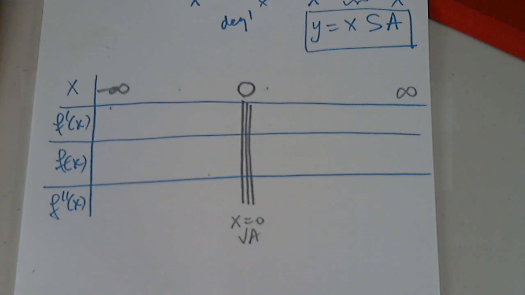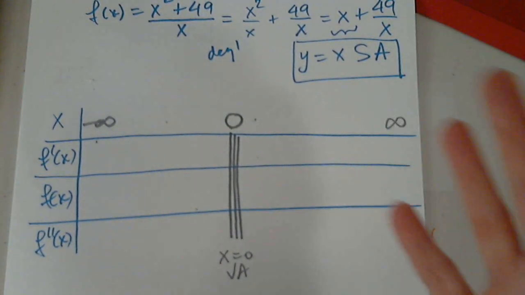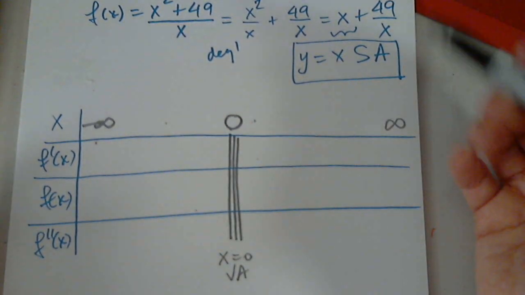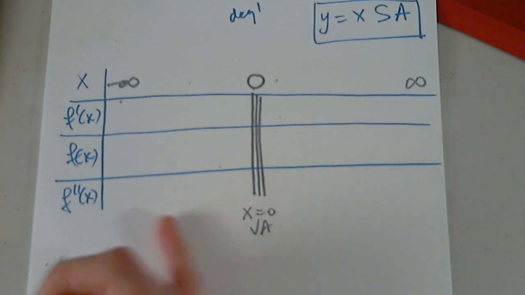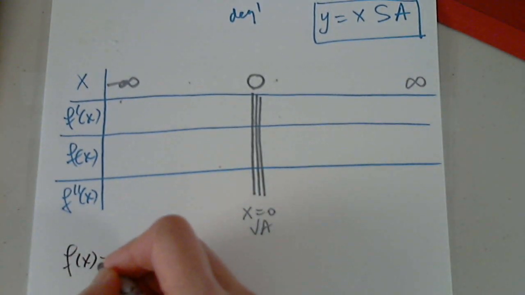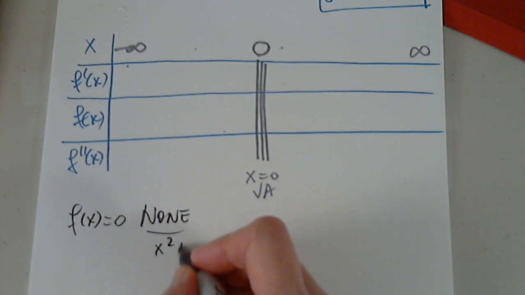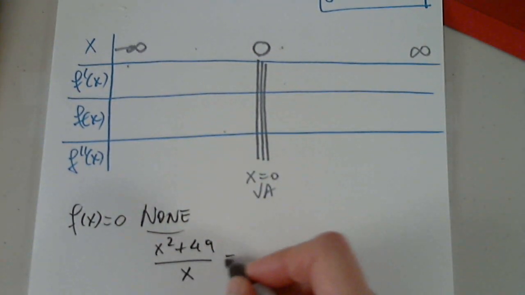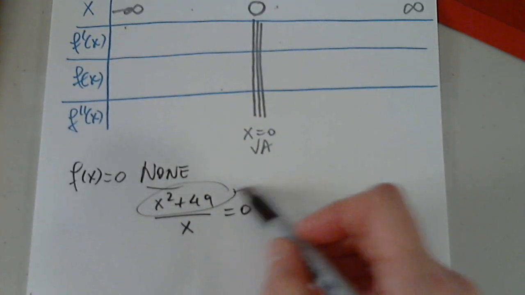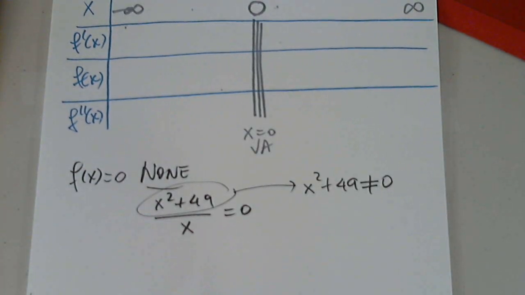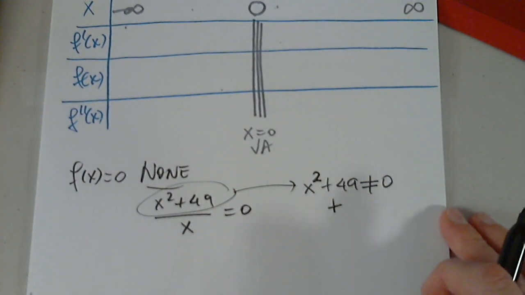So at this point, I need to find x and y intercepts. Well, the function is undefined at 0, so I cannot plug in 0. At the same time, I want to find when f of x is 0: none. How come? Because I have x squared plus 49 over x. A fraction is 0 only if the top is 0. But x squared plus 49 could never be 0, no matter what you plug in for x. This is always a positive number. So there are no x and y intercepts.